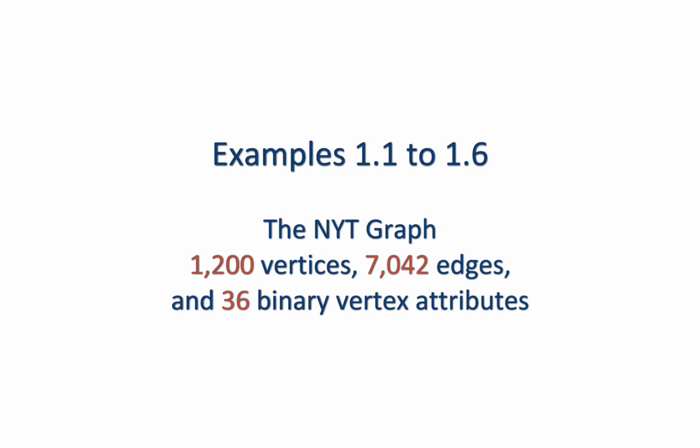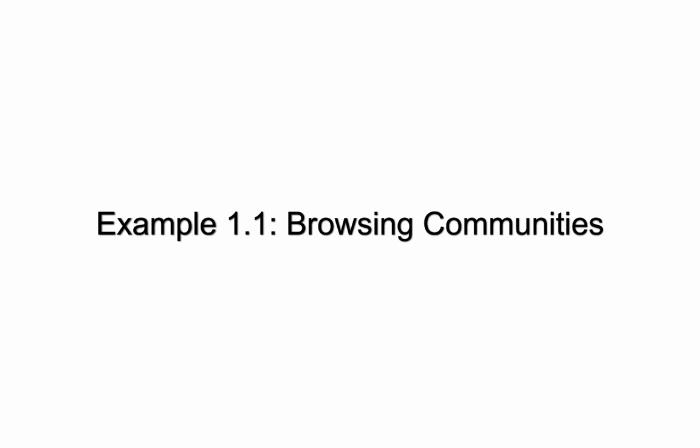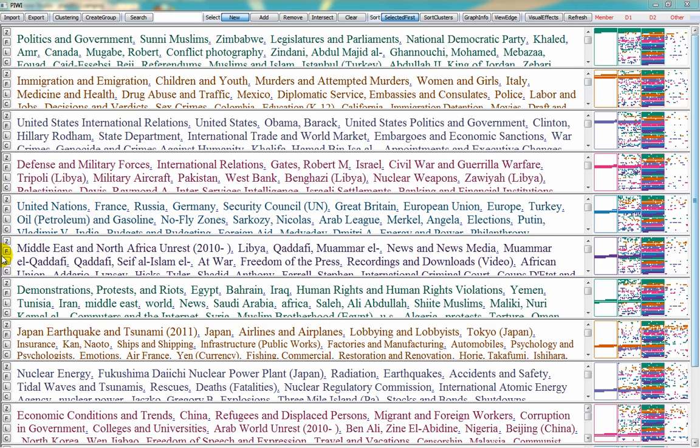Examples 1.1 to 1.6 explore the New York Times graph. Each row represents a community. The tag cloud displays the vertex labels within a community. For example, this community contains vertices such as Middle East and North Africa unrest 2010 and after, and Libya. This community contains vertices such as nuclear energy and Fukushima Daiichi nuclear power plant at Japan.